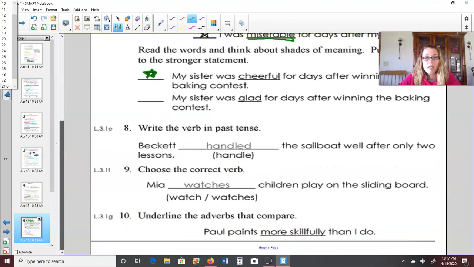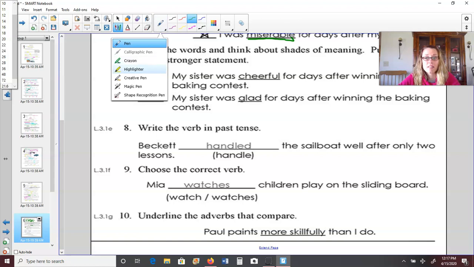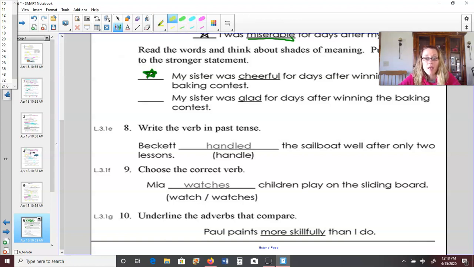Okay? Number 8, writing the verb in past tense. Past tense means it's already happened. Beckett handled the sailboat well after only 2 lessons. Handle is our verb in the present tense, but we simply add a D, the ED, to the end of the verb to make it past tense. So our new verb is handled. Beckett handled the sailboat well.